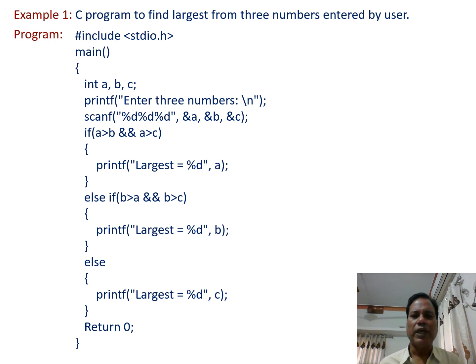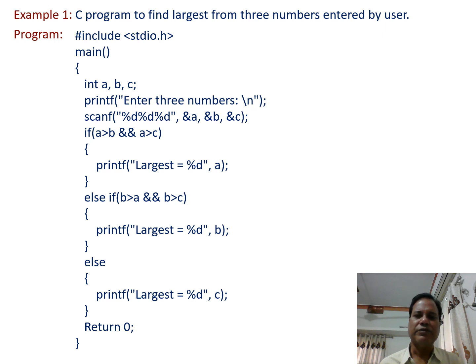Then we use the if else if statement. In this one, the initial condition is: if a is greater than b and a is greater than c. These two conditions are combined with the logical operator AND. So if this condition is true, if a is greater than b as well as a is greater than c, then we print the largest is a. So "largest equal to %d", and the value of a gets printed.